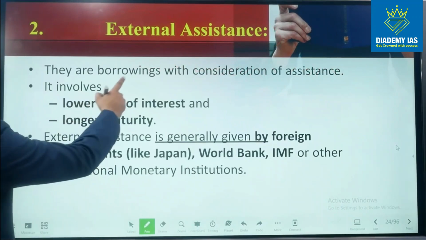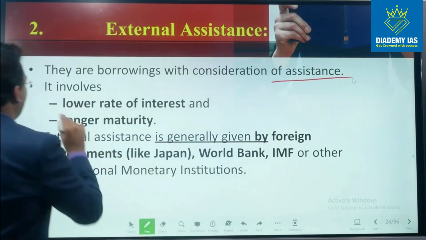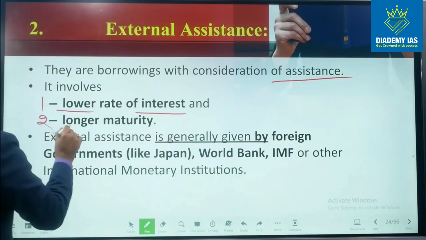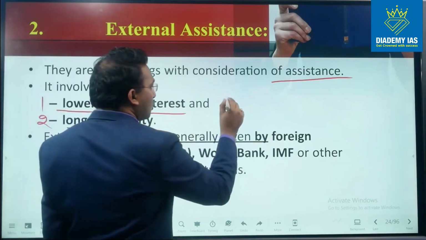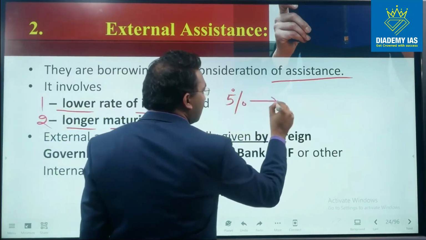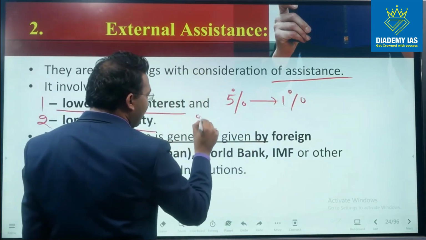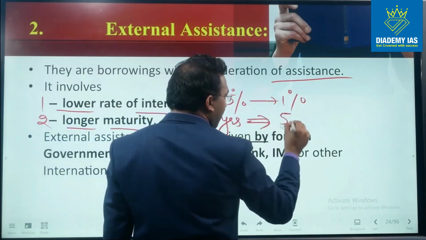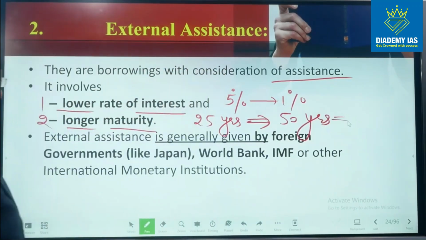So they are borrowings with consideration of assistance. It involves, number one, a lower rate of interest, and number two, longer maturity. If normally the rate of interest is 5%, we can get this at 1%. Longer maturity period means if normally we need to repay in 25 years, instead of this we can be allowed to repay at the end of 50 years. So this will allow more usage period.